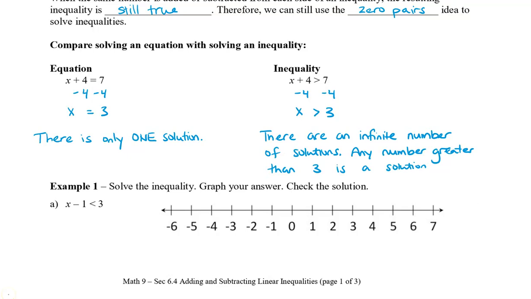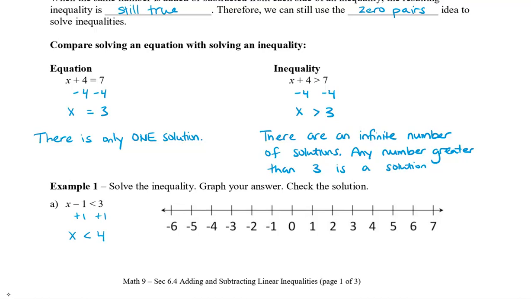This means that when we solve an inequality, we can have an algebraic answer, or we can also have a graphical answer. So let's take a look at an example. Here we have x minus 1 is less than 3. We're going to add 1 to both sides, and our algebraic solution is x is less than 4.